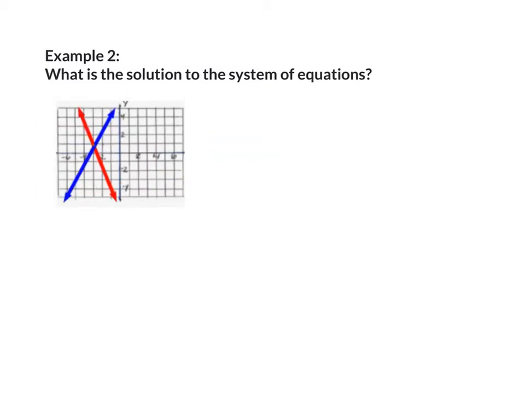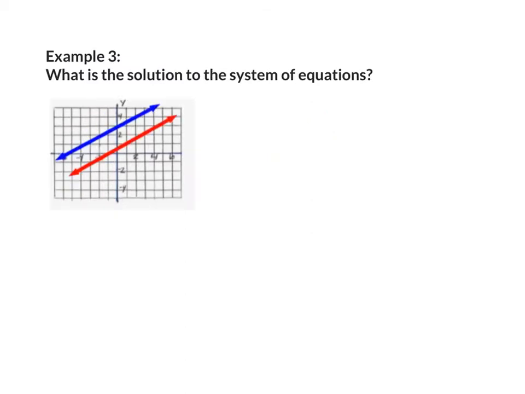Example number 2. What is the solution to the system of equations? Now remember, the solution to the system of equations is where the two lines intersect. And in this case, they intersect right here. So we start from the origin, and we're going to the left, so that means it's going to be negative. And I'm moving 1, 2, 3, so it's negative 3. Now since I'm moving up, it's going to be positive, and I move up one time. So the solution to this system of equations is negative 3, 1.